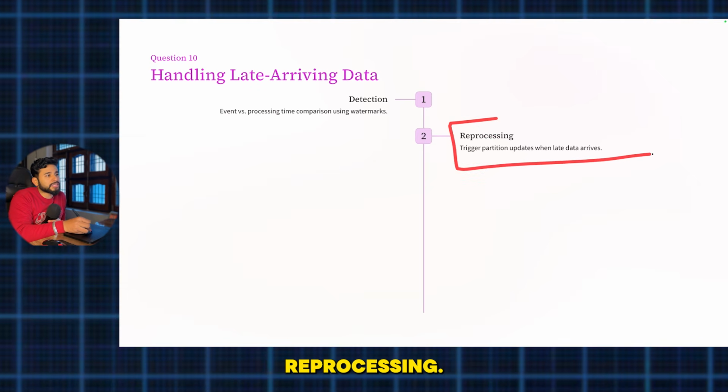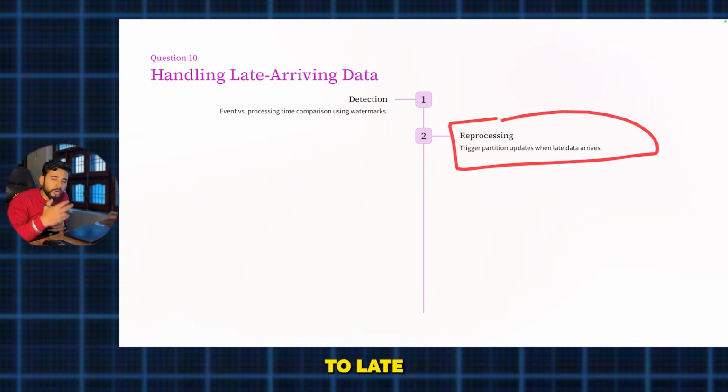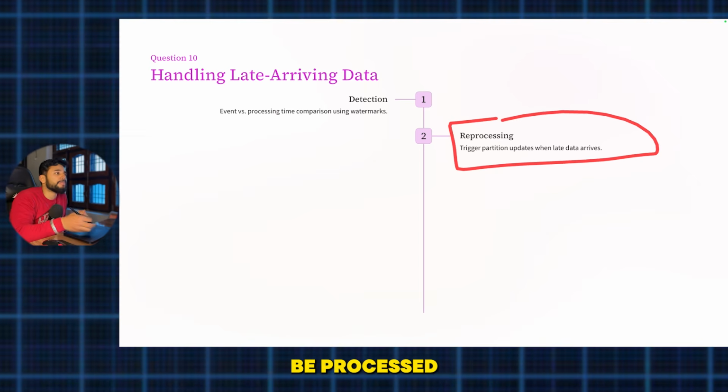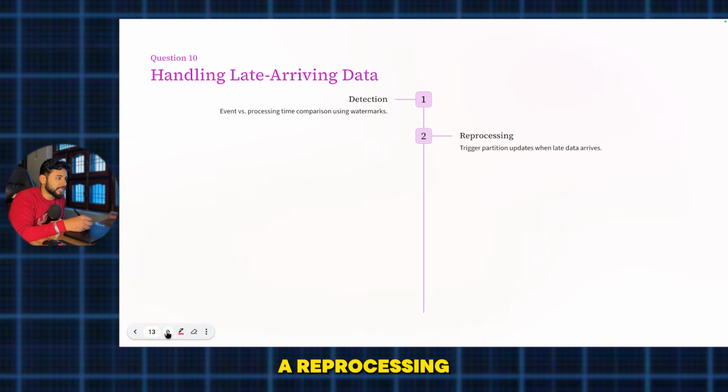Next thing is reprocessing. When you reprocess, the late arrival data, whatever was not processed earlier, will now be processed after. That is called reprocessing the data.